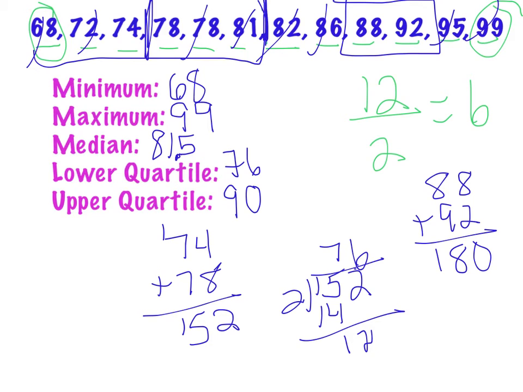Okay, so now we have this data. So I know my minimum grade was 68, my maximum grade was 99, my median grade was 81.5, my lower quartile was 76, and my upper quartile was 90.